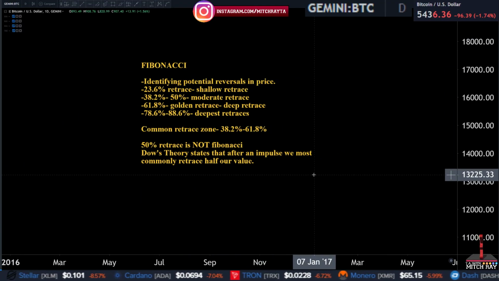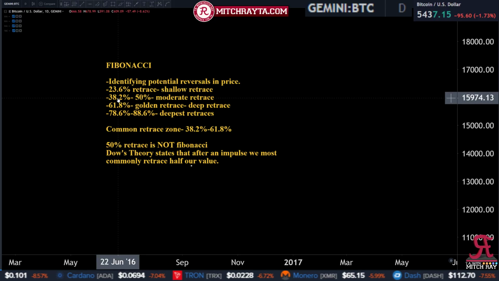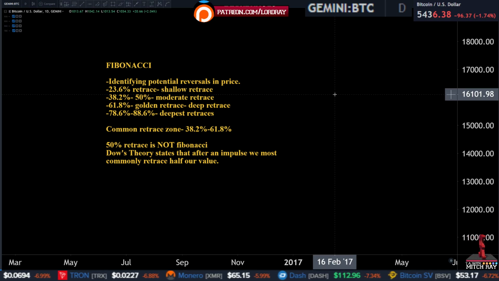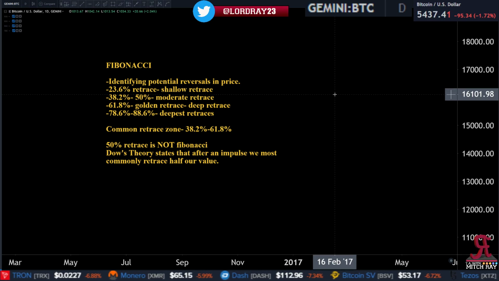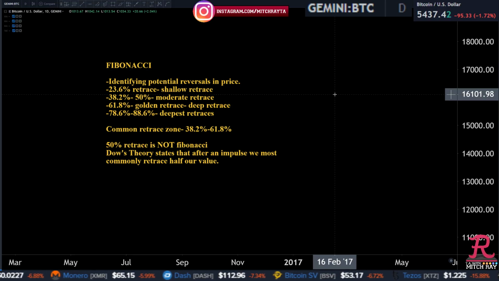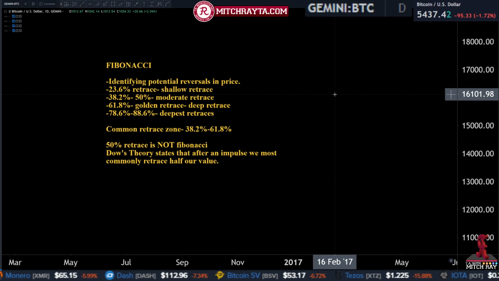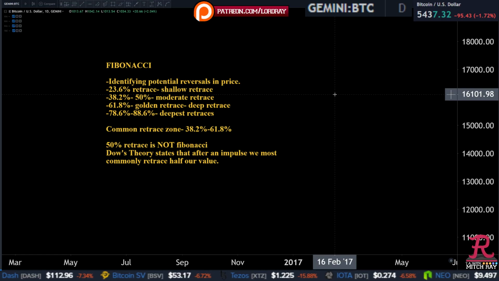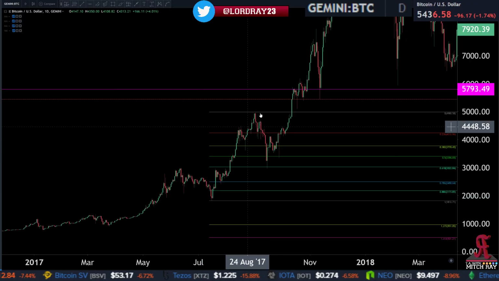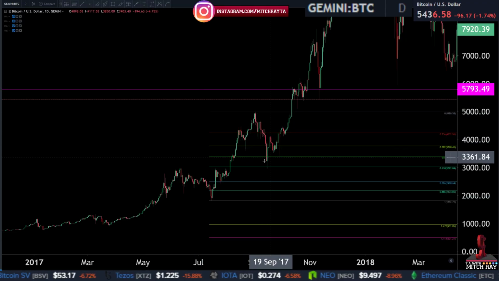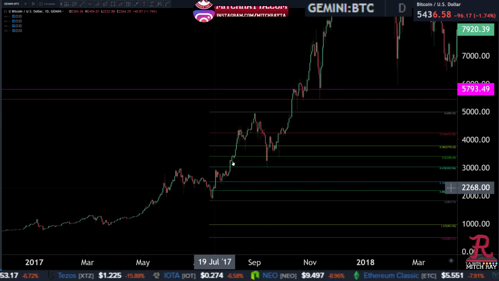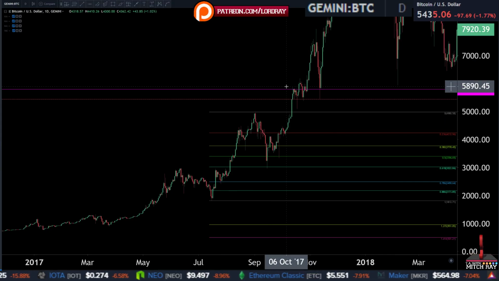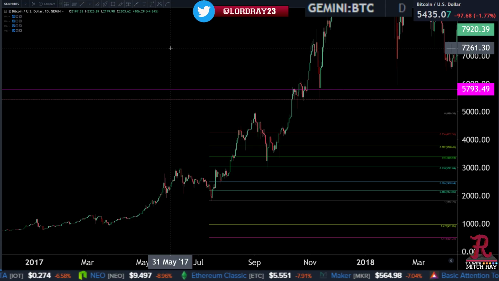So the 38.2% retrace and the 50% retrace are the most moderate retraces. Don't be confused, because the 50% retrace is not an actual Fibonacci sequential number. It's a part of Dow's theory, Charles Dow, of Dow Jones Industrial fame. Dow's theory states that after an impulse, we most commonly retrace half our value. So if the impulse was up, we most commonly retrace 50% of the way before running again. We sell off 50% and then run again. That is Dow's theory, but we know that the world doesn't just revolve around Dow's theory.